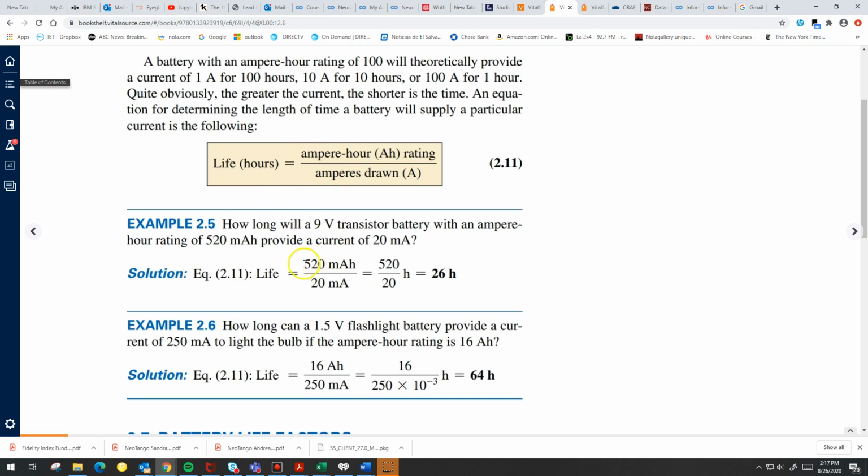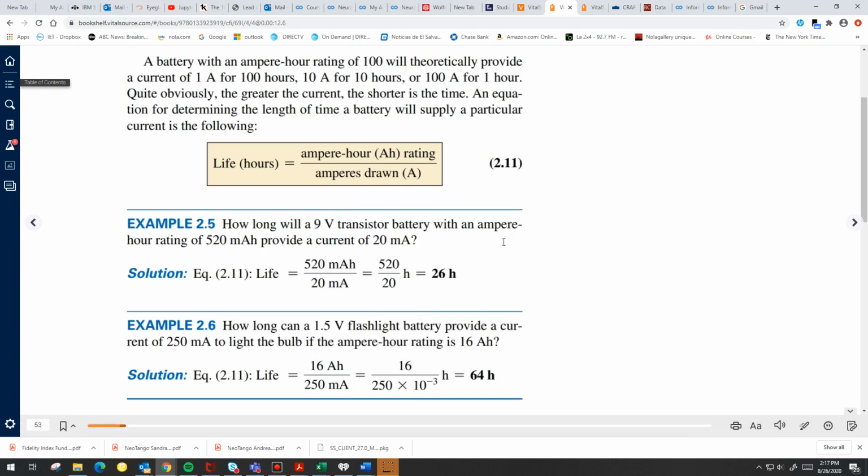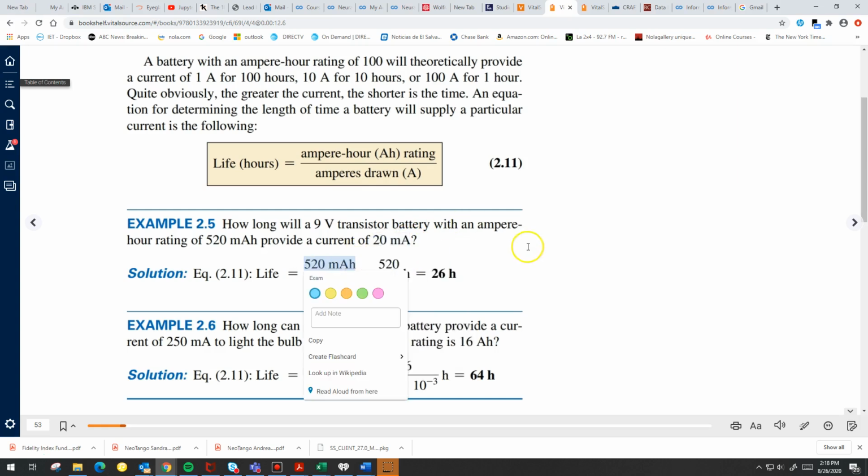So if it's 520 milliamp hours divided over 20 milliamps, then it will be able to provide you 26 hours with a current of 20 milliamps, if that's the rating of this 9-volt battery. Okay, so for 26 consecutive hours, theoretically, that battery will provide you with 20 milliamps. That's what that number means. This is what that number is telling you here.